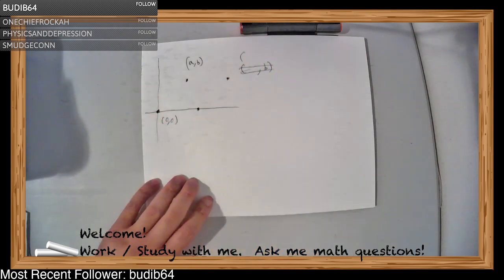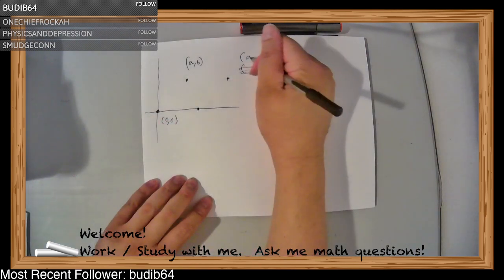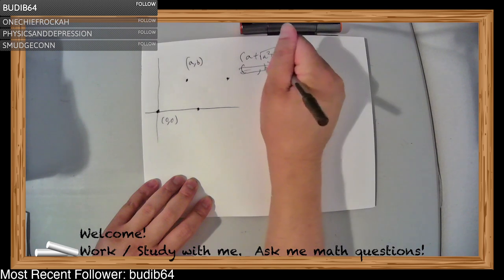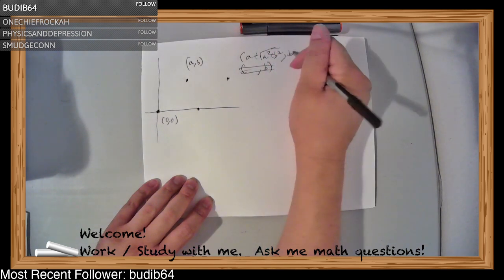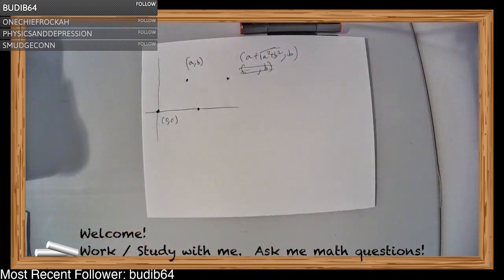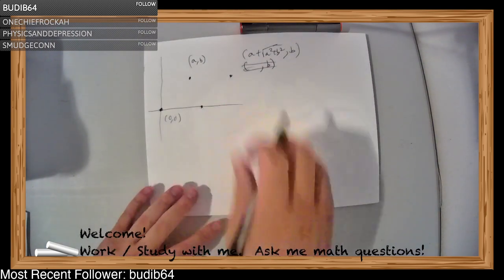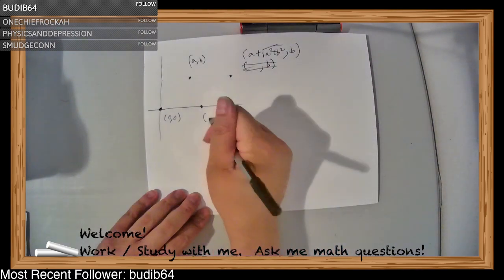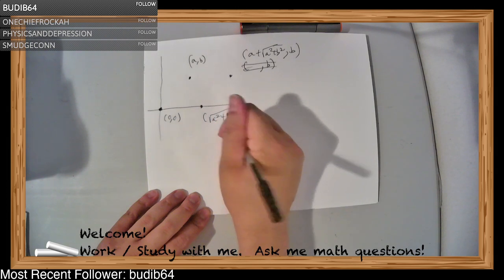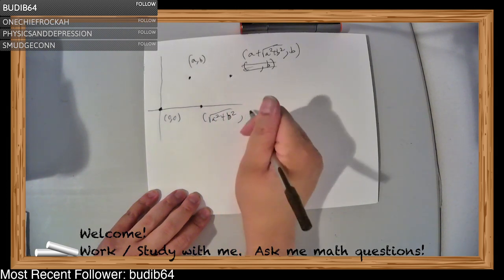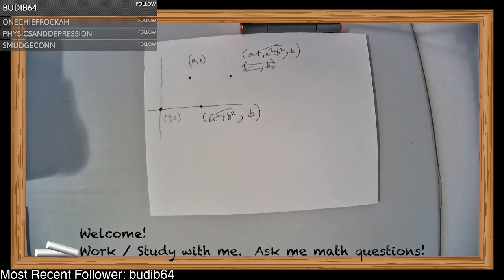Okay. So the X part is A plus square root of A squared plus B squared, and the Y part is just B. And this point will be square root of A squared plus B squared and B. I'm hoping this will actually work out. I am not actually sure, but hey, we'll find out. Okay, so let's see. What do we need to prove about this? Oh, the diagonals are perpendicular. Well, that's going to be fun.